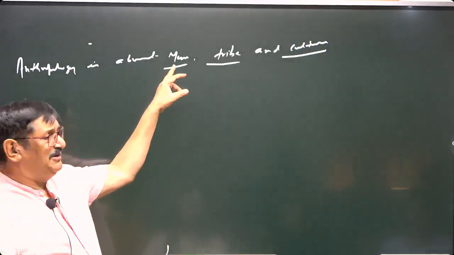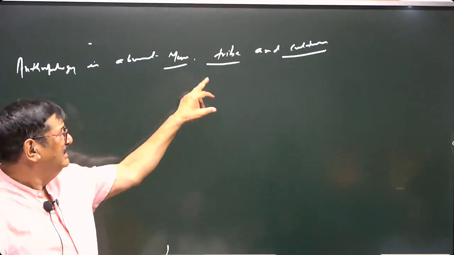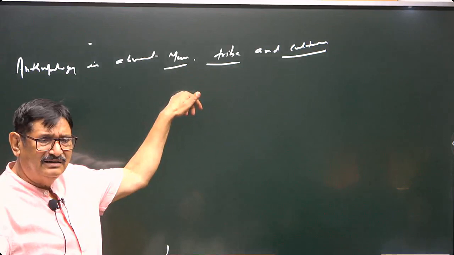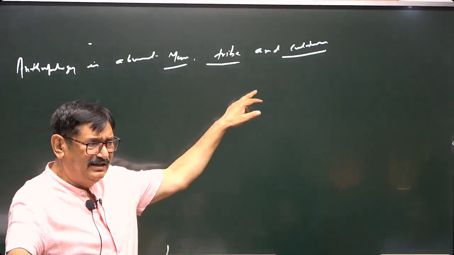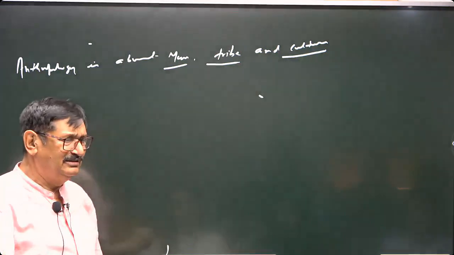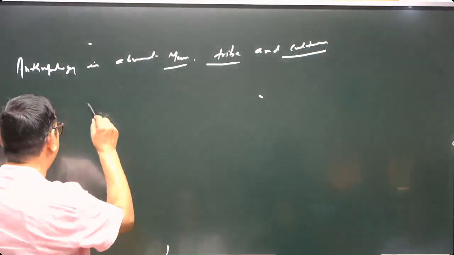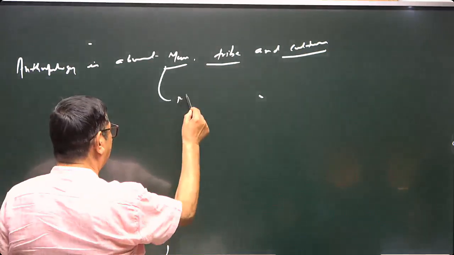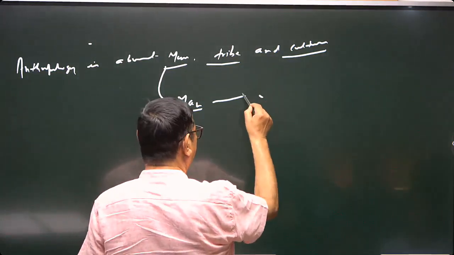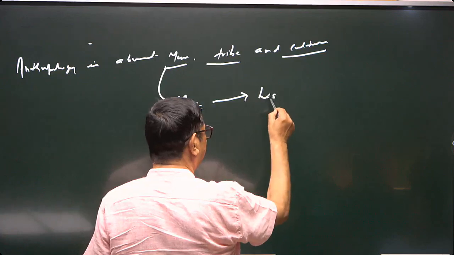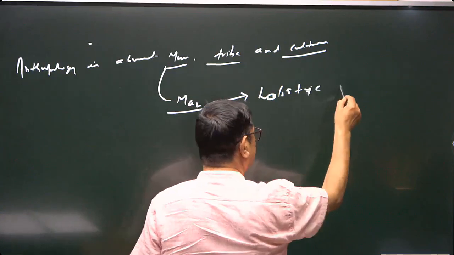Anthropology is about man. The literal meaning of the word anthropology is the study of man. Secondly, in man, the focus is on tribe. And thirdly, the focus of anthropology is on culture. One by one, I give a simple idea regarding man. Anthropology is the holistic study of man.